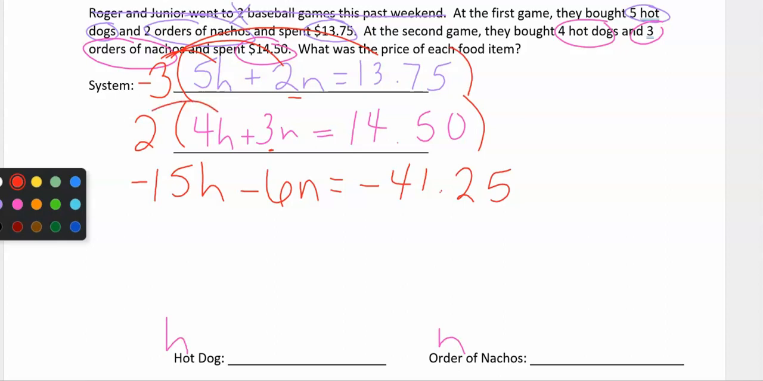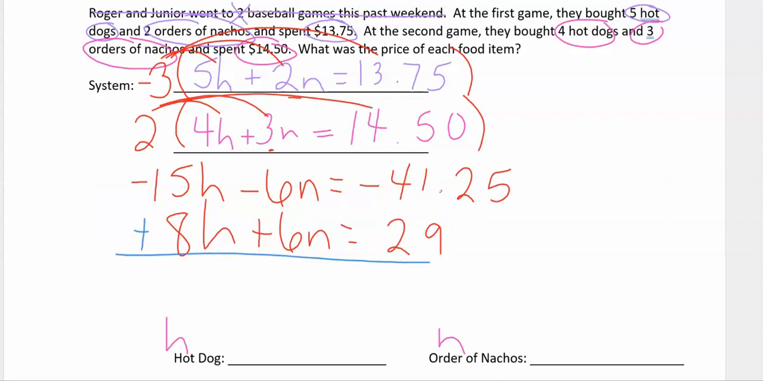Okay, second equation, I'm going to distribute the 2. So 2 times 4 is 8h. 2 times 3 is plus 6n equals 2 times 14.50 is 29. All right, now I'm going to add these together. I'm going to ignore those original equations for now and add my new ones together. Again, be careful. Negative 15 plus 8 is negative 7h. Your n's eliminate. Negative 6 plus 6 is 0. Those are gone. Bring down your equal sign.